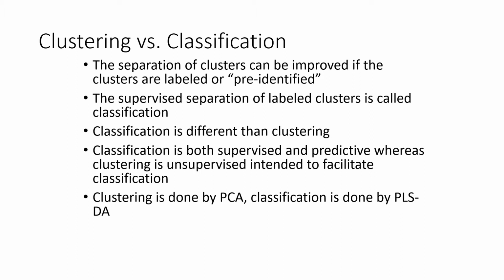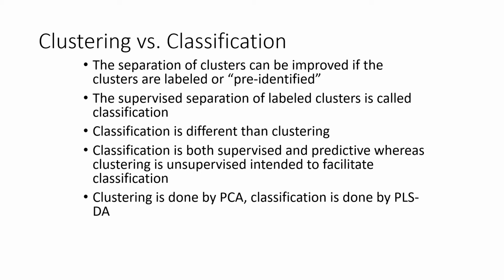Clustering can be improved if the clusters are labeled or pre-identified. That's essentially adding additional information, saying, well, these ones are the sick ones and these ones are the healthy ones. By adding that additional information, we can carry out essentially a supervised separation. So supervised separation is called classification. And as I said before, classification is fundamentally different than clustering. Clustering is unsupervised, classification is supervised. Classification can be predictive, where clustering is not intended to be predictive. It's just to facilitate classification.